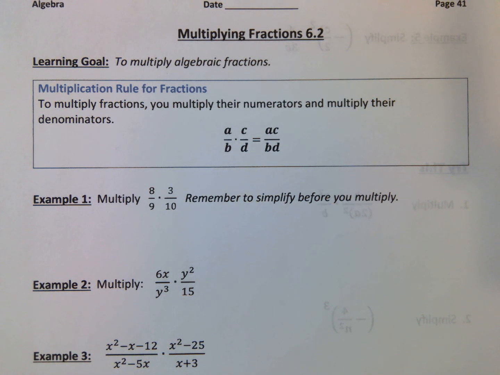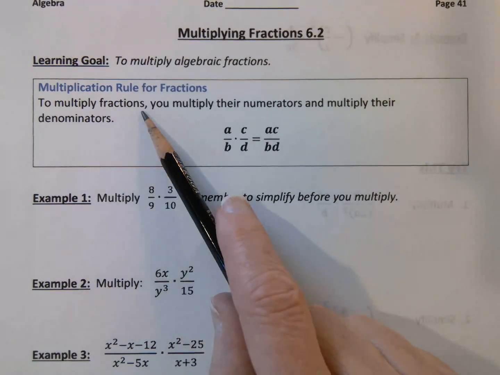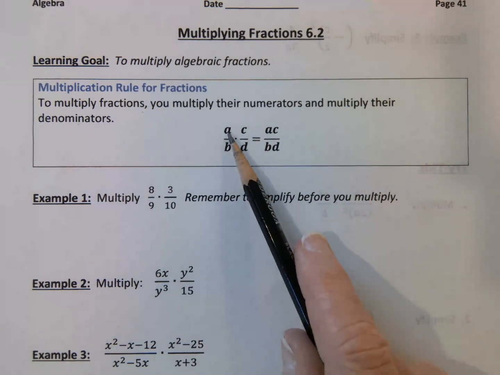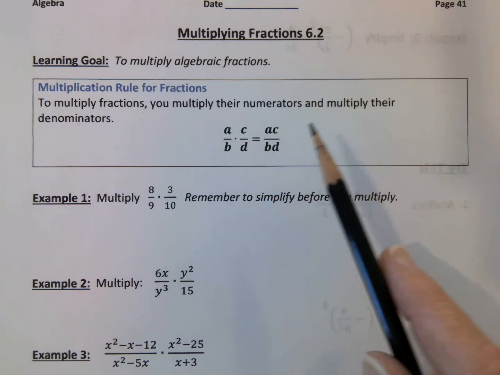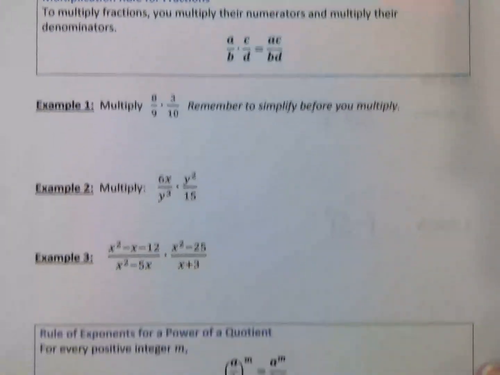Okay, in this lesson, we are going to talk about multiplying fractions. These are algebraic fractions, and the rules that we learned for regular fractions back in fifth, sixth, and seventh grade apply to algebraic fractions. There's just a couple of extra steps thrown in. The multiplication rule for fractions is to multiply fractions, you multiply their numerators and you multiply their denominators. So here's the numerators, here's the denominators, just like what we learned in our earlier math classes.